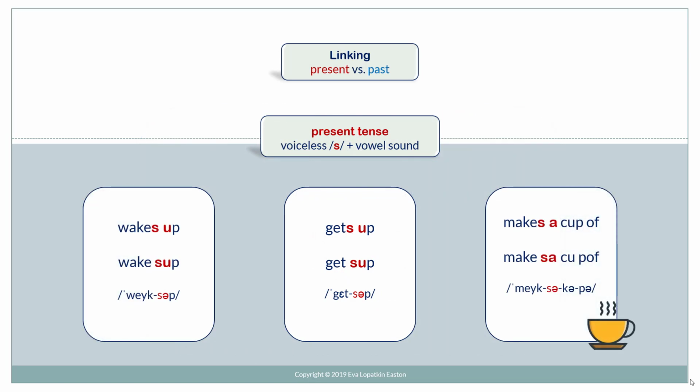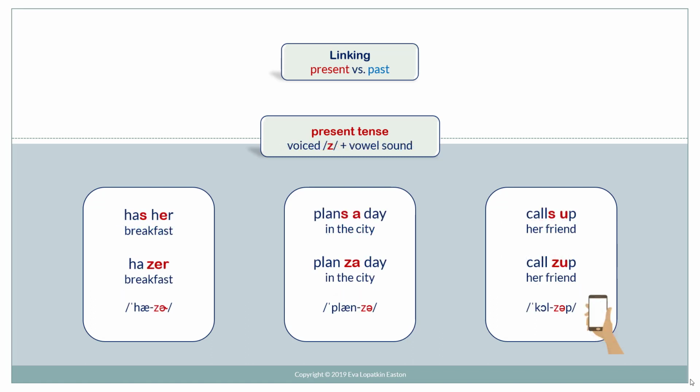Present tense, voiceless s plus vowel sound. Wakes up, gets up, makes a cuppa. Present tense, voiced z plus vowel sound. Has her breakfast, has her. Plans a day in the city, plans a. Calls up her friend, calls up.